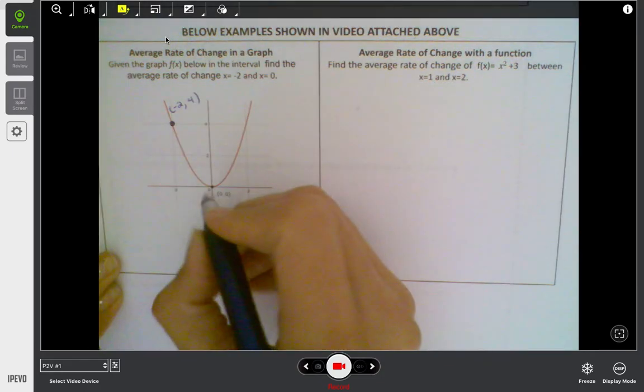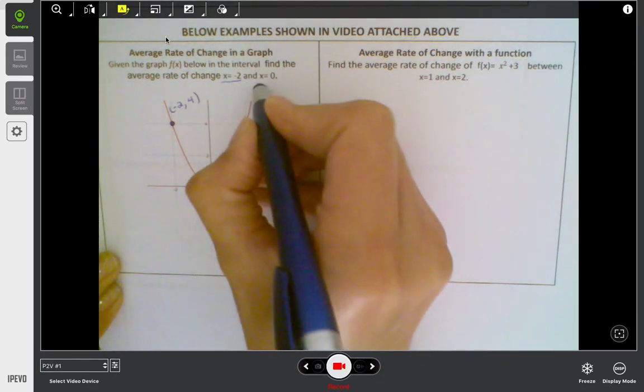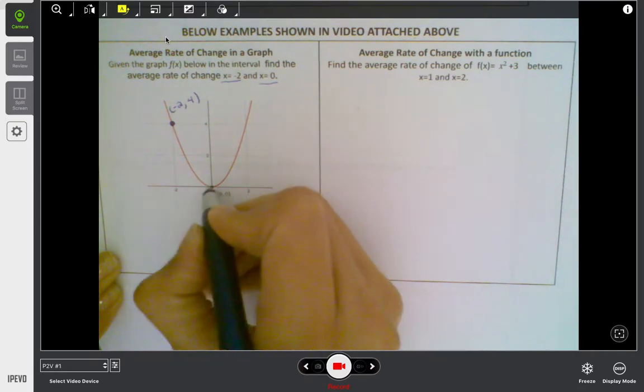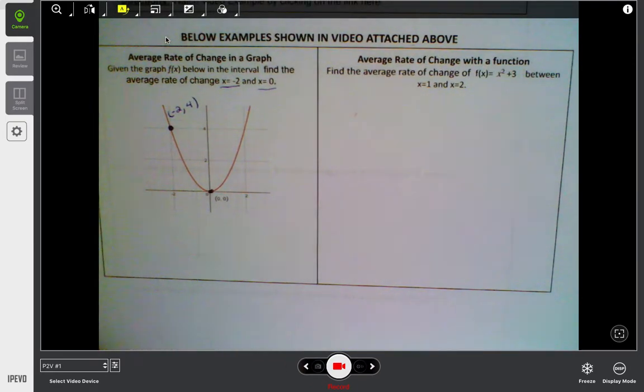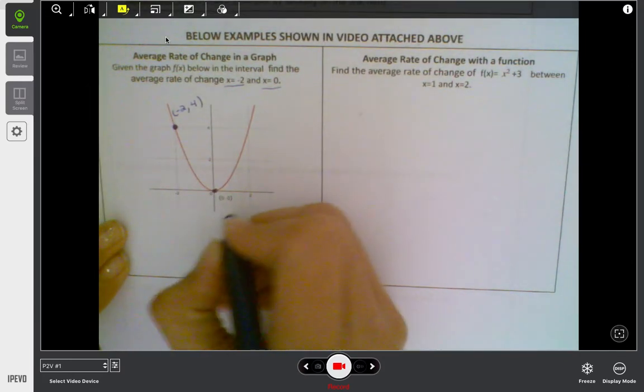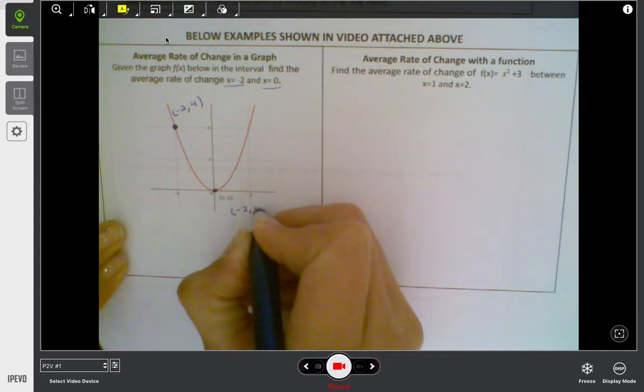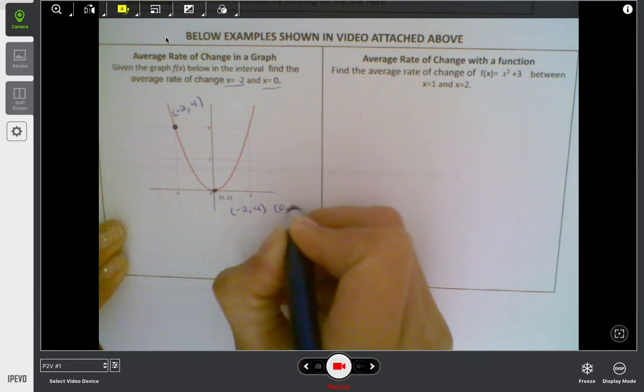And then the next one is x equals 0. Well, that's already kind of labeled for us. It's just (0, 0). Okay, now that I have the 2 coordinate points of interest, I'm going to go ahead and just rewrite them here on the side. So I have (-2, 4), and then I have (0, 0).